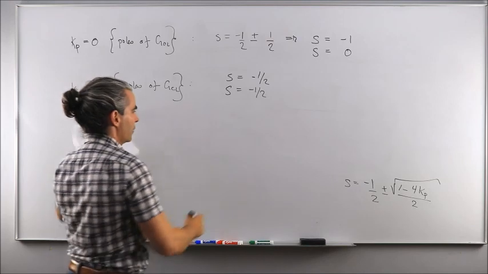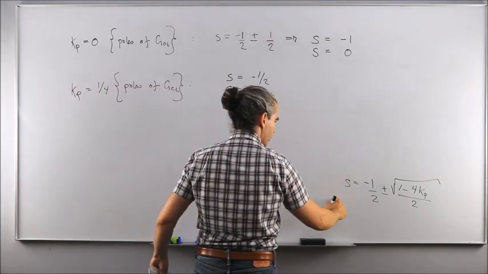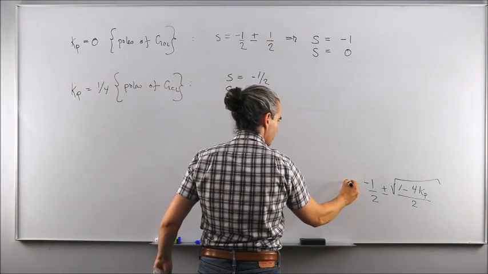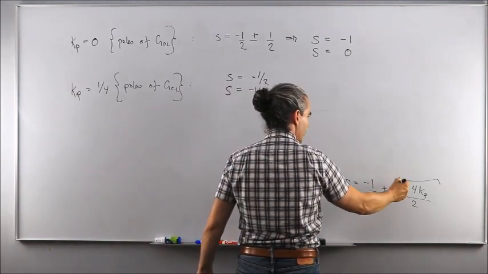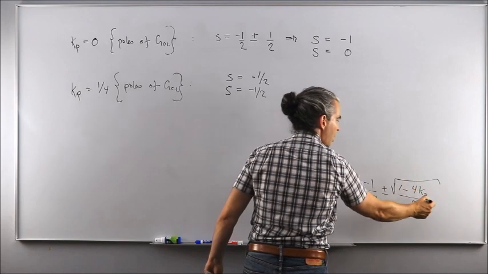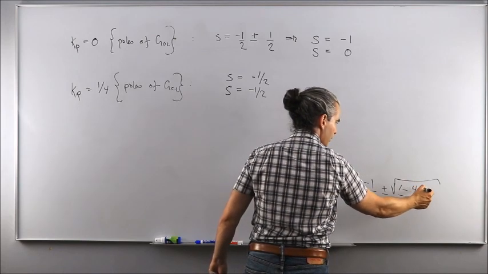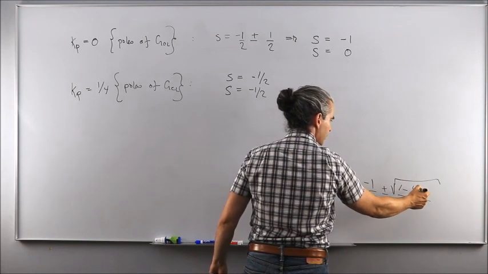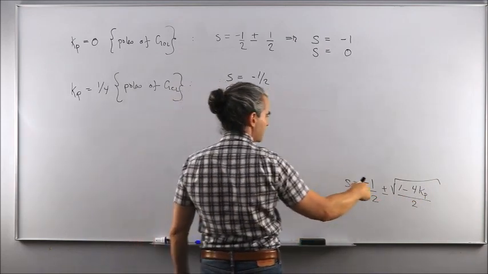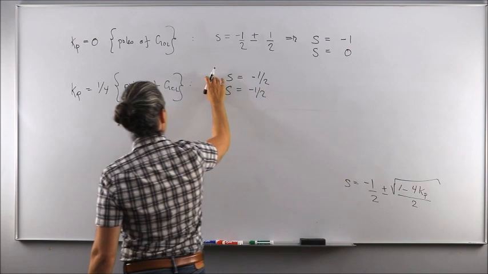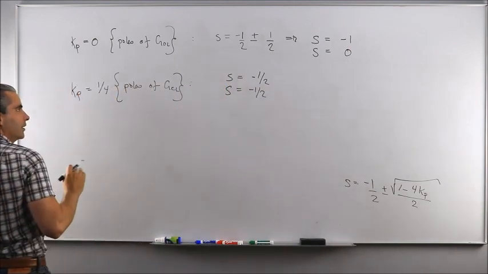Because plugging Kp = 1/4 back into this generic expression for the poles of the closed loop transfer function will give minus 1/2 plus minus square root of 1 minus 1, right? 4 times 1/4 is 1, so this is 0. And you get minus 1/2 plus minus 0, and thereby you obtain two poles that are exactly at the same location.